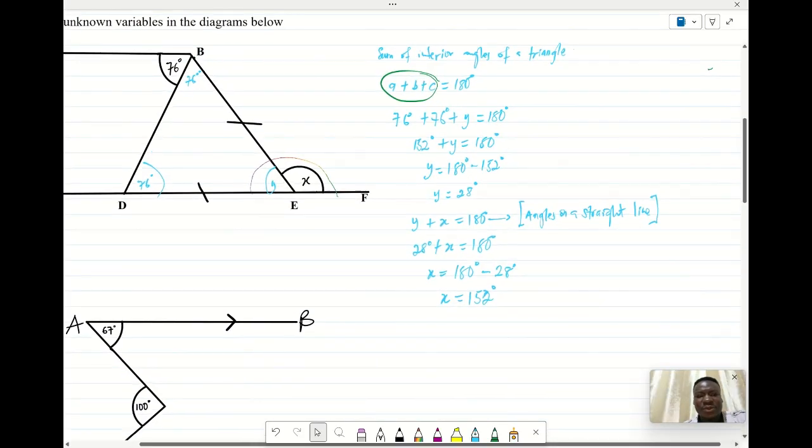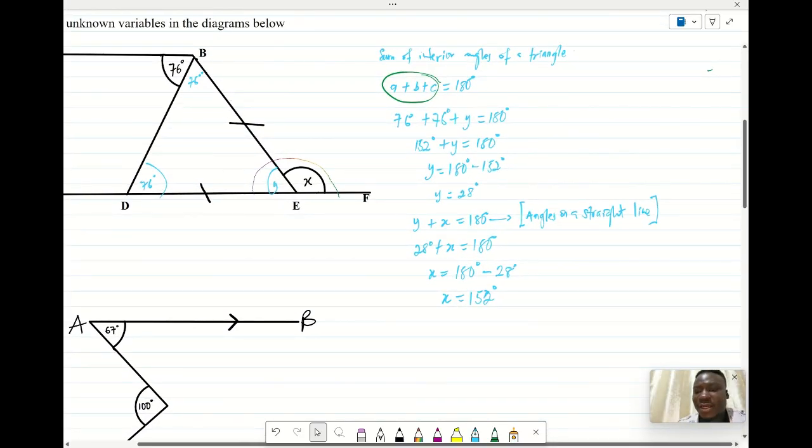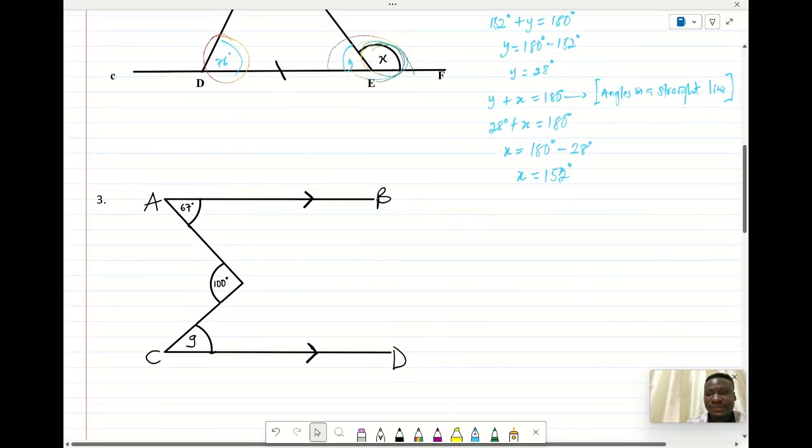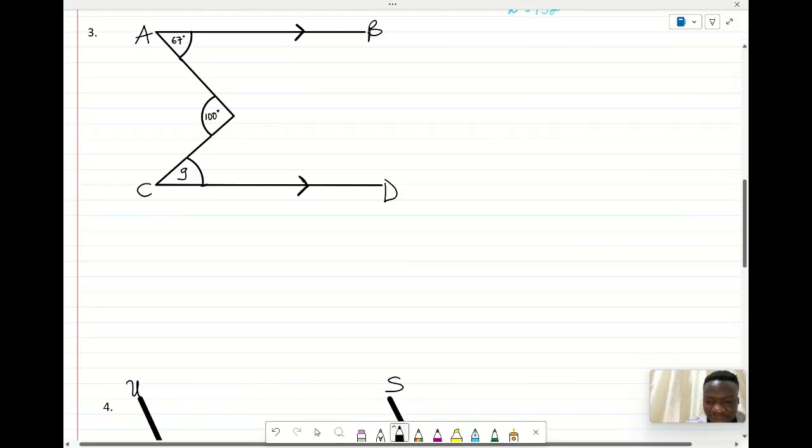There's another property that we shall look at later in our learning, which is the relationship between an exterior angle and the interior angles of a triangle. If you know that relationship, you would have seen clearly that this angle X will be equal to the sum of the two interior angles that are far from it.